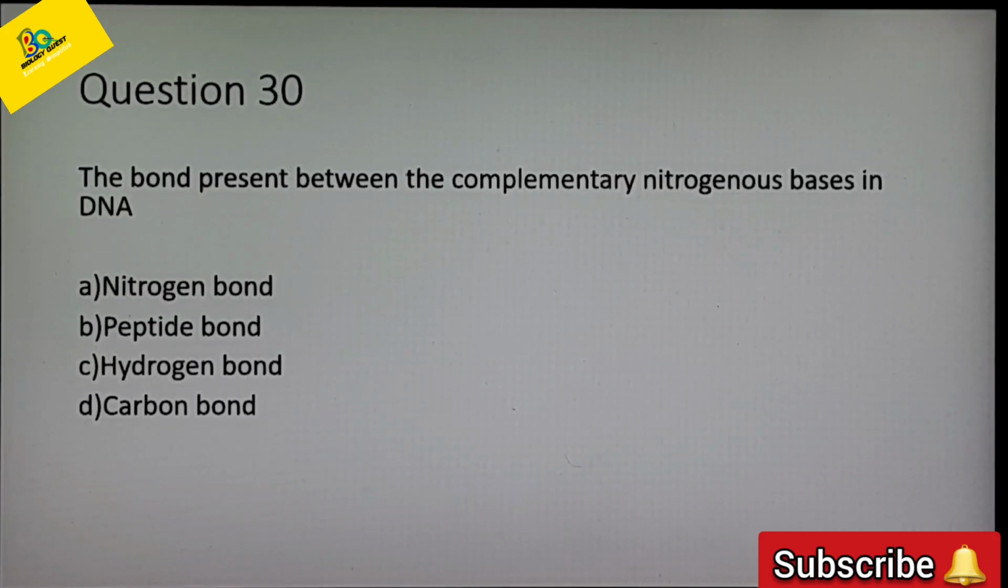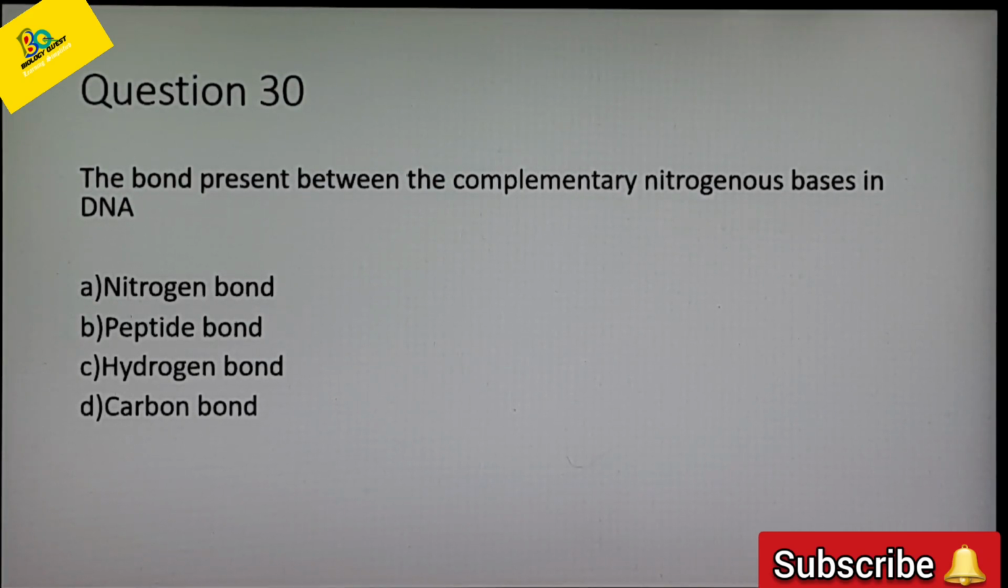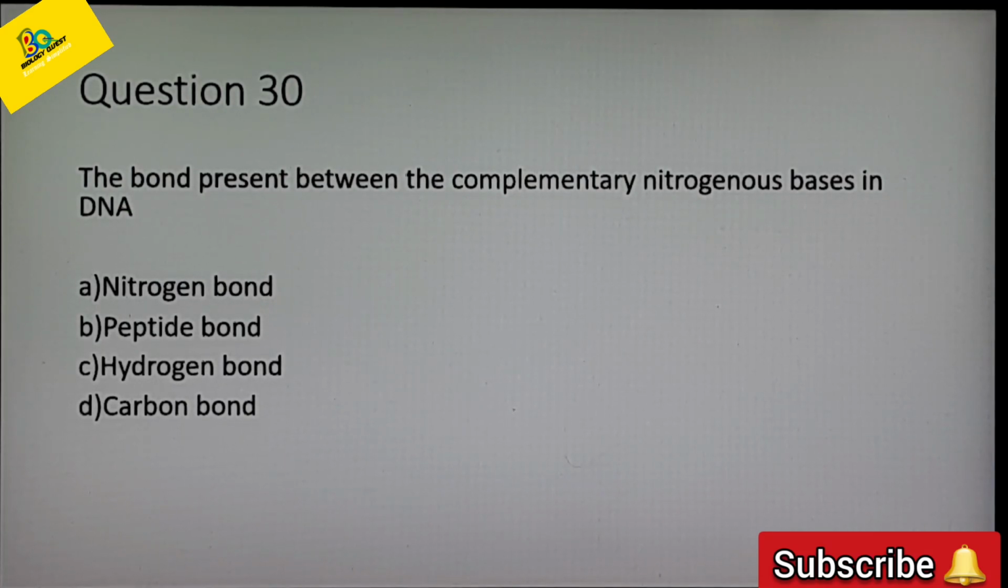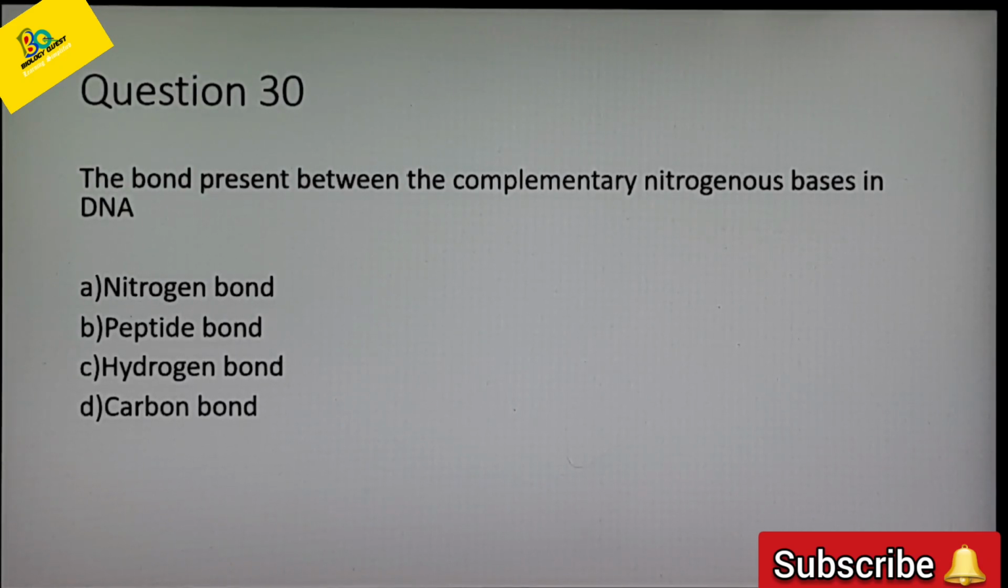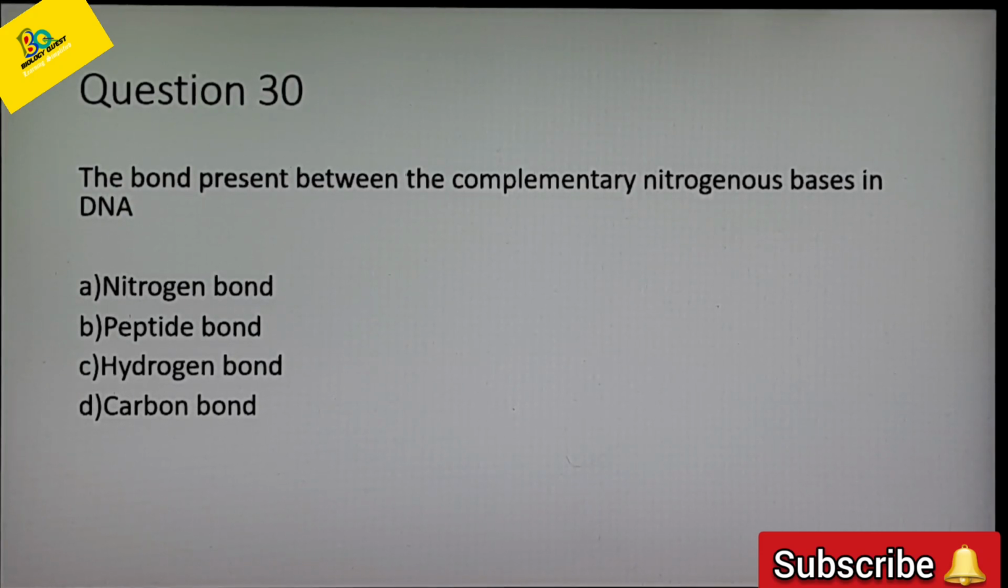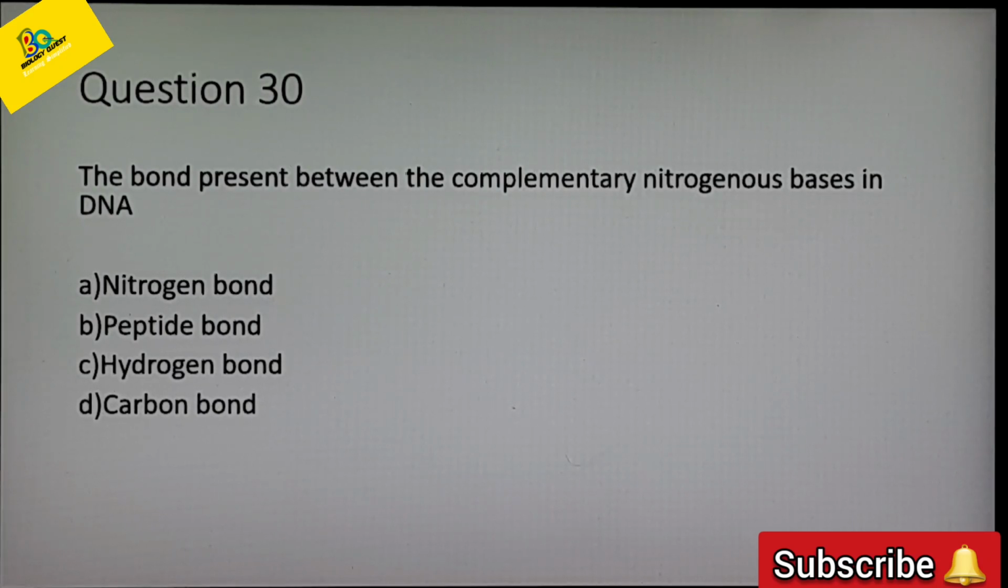Next question. The bond present between the complementary nitrogenous bases in DNA. We know the nitrogenous bases present in DNA: adenine, thymine, cytosine, and guanine. Options are A. nitrogen bond, B. peptide bond, C. hydrogen bond, D. carbon bond. Which is the correct answer? Option C, hydrogen bond. The bond present between complementary nitrogenous bases in DNA is the hydrogen bond.